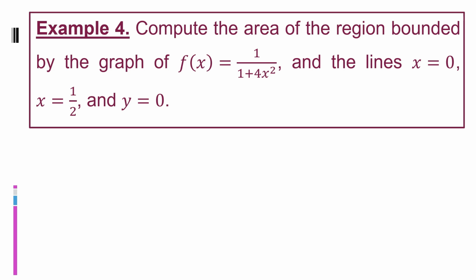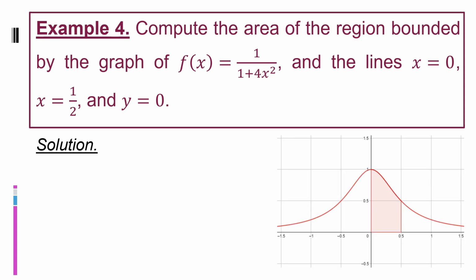Let's compute the area of the region bounded by the graph of f of x equals 1 over 1 plus 4x squared and the lines x equals 0, x equals 1/2, and y equals 0. So for our solution, i-visualize muna natin ano ba yung itsura ng ating graph. Diba? Ito yung kanyang itsura. So etong shaded part dito, ito yung hinahanap nating area.